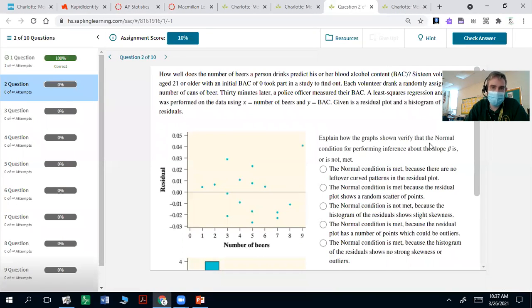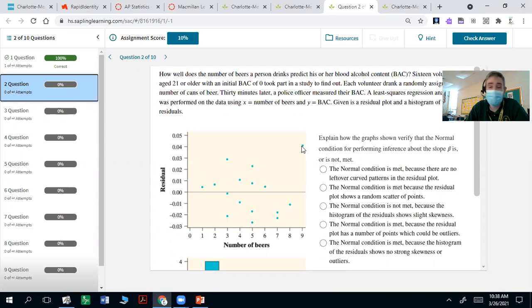So let's look at the next one. How well does the number of beers a person drinks predict his or her blood alcohol content? 16 volunteers aged 21 or older with an initial BAC of 0 took part in a study to find out. Each volunteer drank a randomly assigned number of cans of beer.